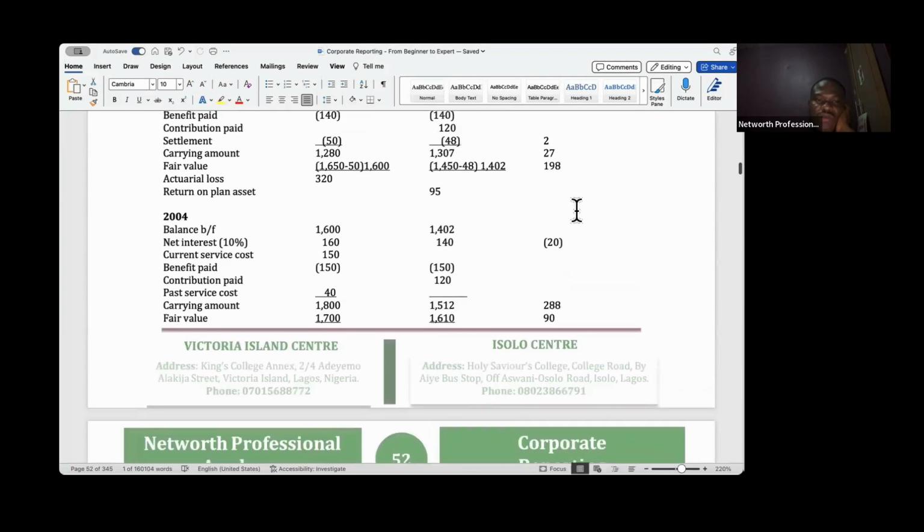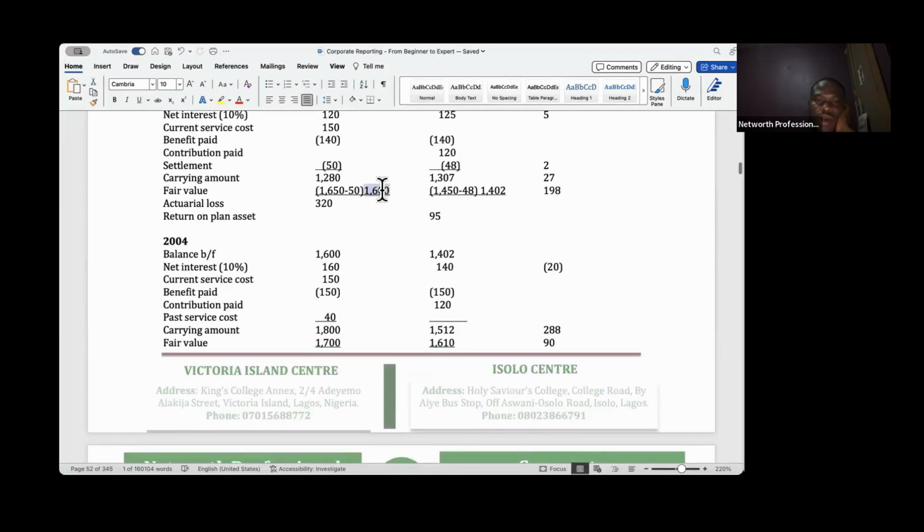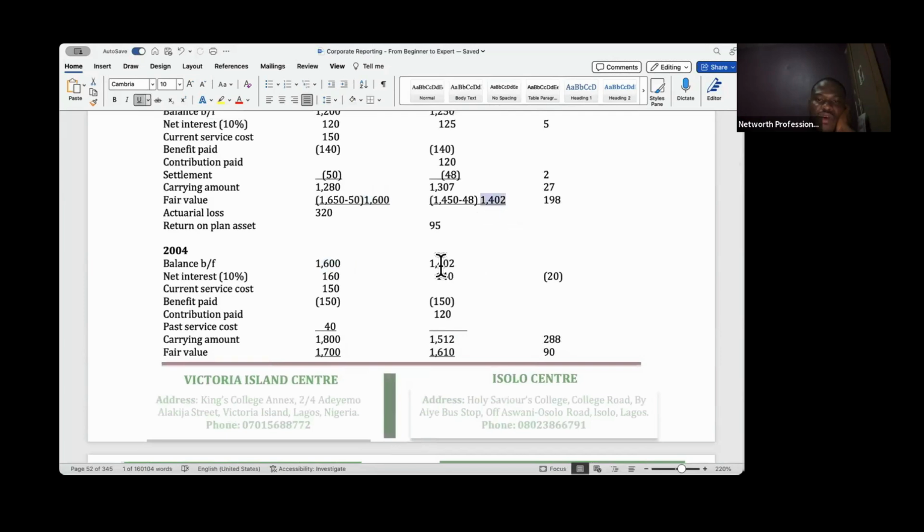Then finally in 2004, my closing figure becomes opening here. My closing figure becomes opening here. Then not to forget, I quickly do my opening, that's my interest. 10% on 1,600 gives me 160. 10% on 1,402 gives me 140.2. In this case, the obligation is higher than the assets, so I have a net interest expense. That's why it's in brackets.